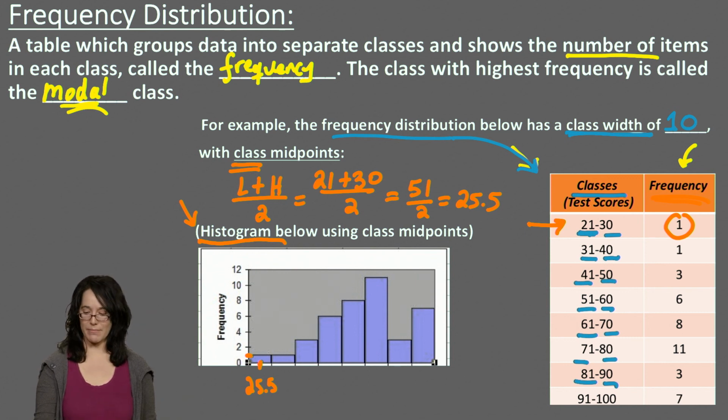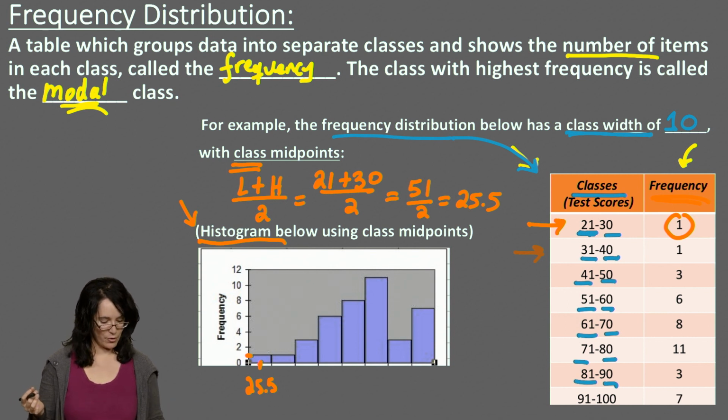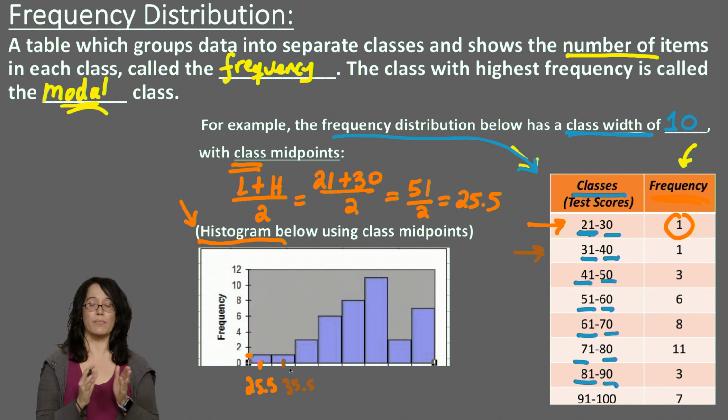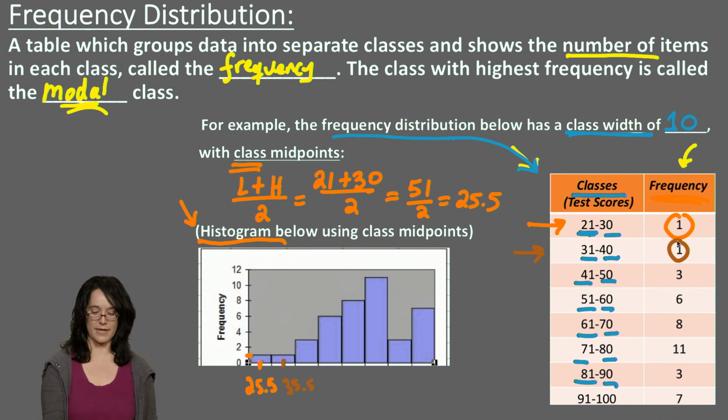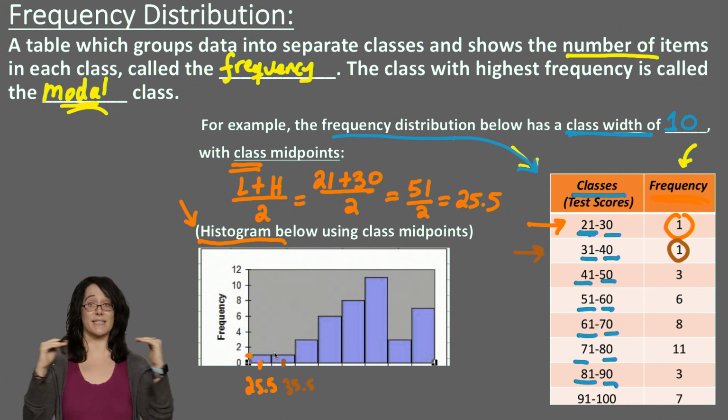Then if I were to go on to get my next midpoint, let's use another color here, for this class of 31 to 40, notice what happens. 31 plus 40 is, that's right, 71.5. And when you divide that by 2, what do you end up getting? Yep, 35.5. So this would be 35.5. That would be the midpoint of the second bar. Okay, now notice the frequency is also 1 for that class, so the bar actually stays the same height.